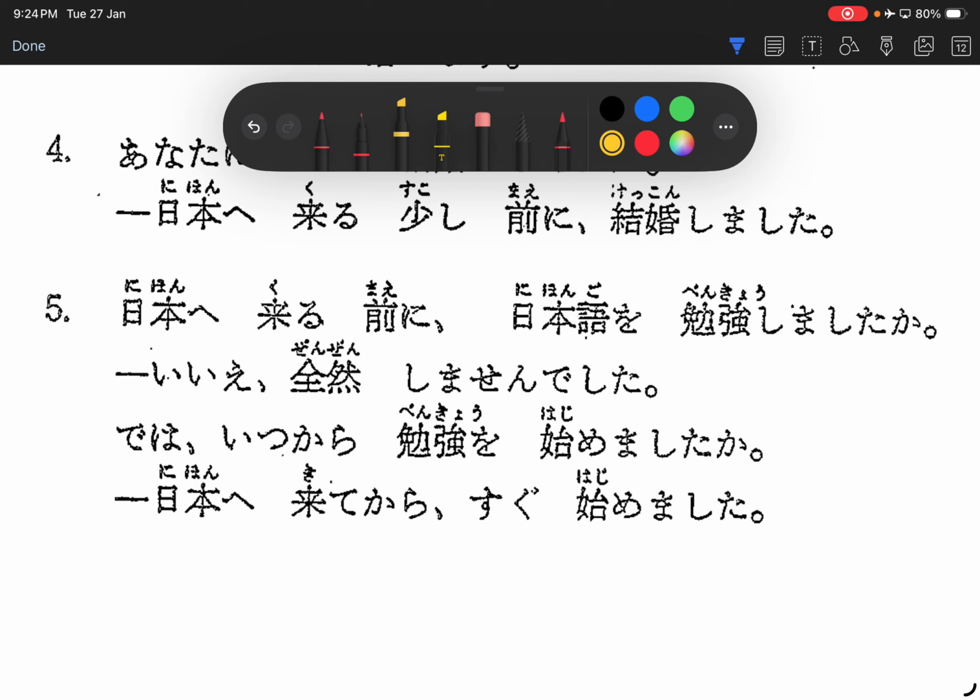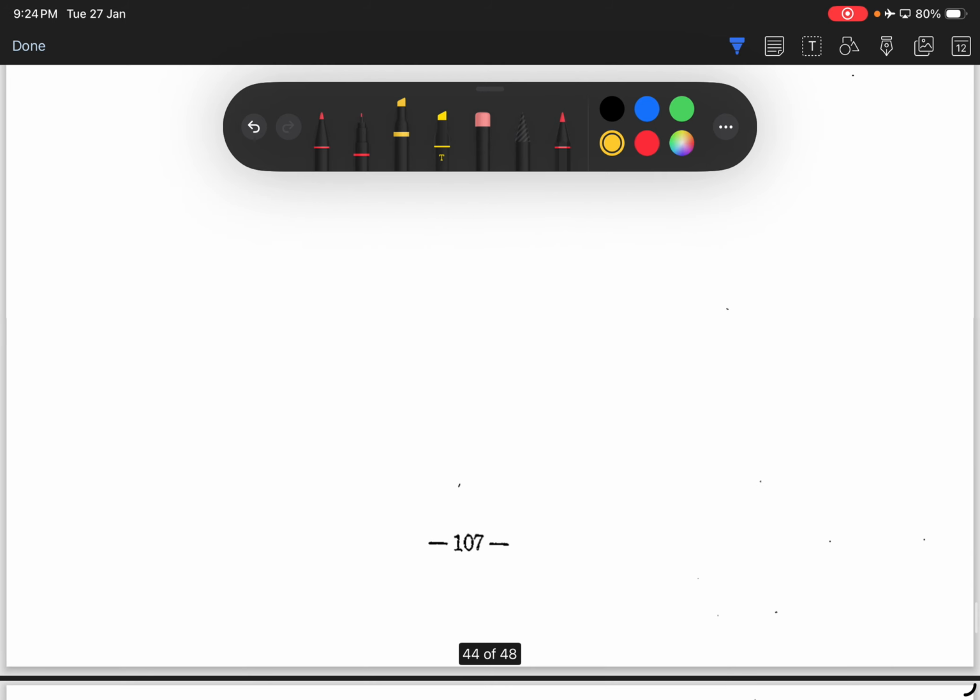日本へ来てから. Right? 来てから means came plus afterwards, right? So we learned this 来てから before, right? It just means that after this action is done. So after I came, すぐ始めました. すぐ means immediately. So immediately I started. So すぐ始めました. Any questions so far? Easy. Okay, this is everything that we want to talk about for this one.